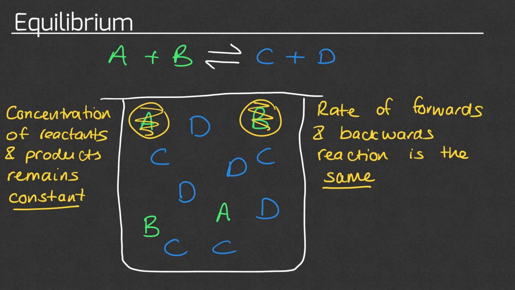So what this means is that every time an A and B react together to make a C and D, a C and D will react together to make an A and B. So both reactions, both the forwards reaction and the backwards reaction, happen at the same rate, so the concentrations remain constant. We've still got 2 A's and 2 B's, and 3 C's and 3 D's.